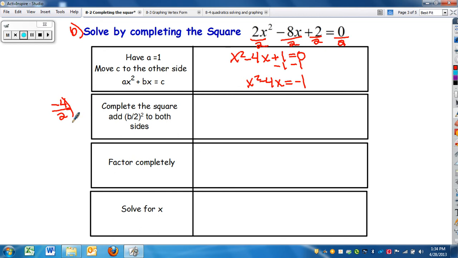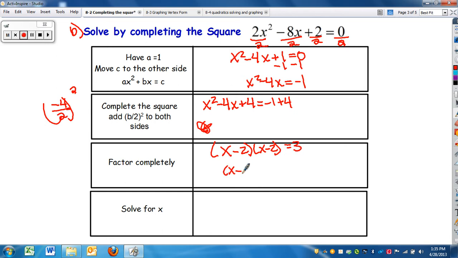Alright, complete the square. And we're going to take half of b, or b divided by 2, squared, which is negative 2. Negative 2 squared is 4. So you have x squared minus 4x plus 4 equals negative 1 plus 4. And then the next step is to factor. X minus 2. X minus 2 squared equals 3.